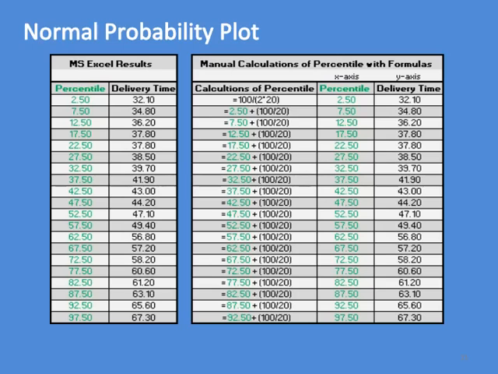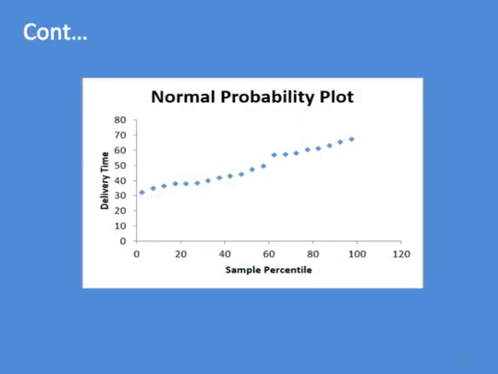You can see the values of the percentiles in green color for how to apply the formula in MS Excel or manual calculations. The normal probability plot is a graphical technique for assessing whether or not a dataset is approximately normally distributed. The sample percentile is shown on the x-axis while the dependent variable, delivery time, is shown on the y-axis. The graph of the normal probability plot shows that the dataset is normally distributed.